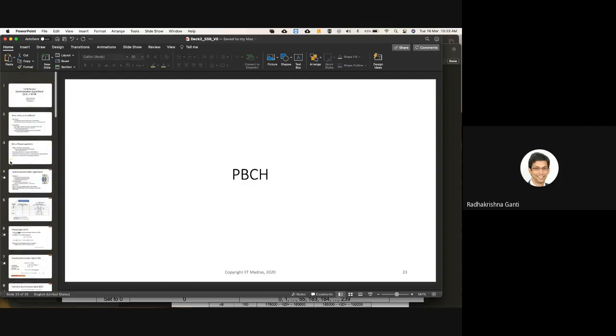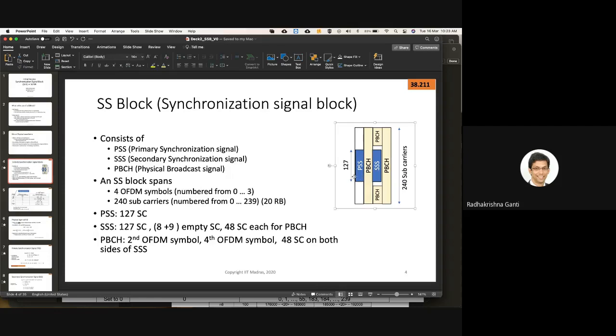Okay, so if you look at the SS block, until now we were focusing only on PSS, SSS. But the SS block also has PBCH, which carries decodable information. These are bits. Now let us understand what is the information that is stored in this PBCH. The information stored in PBCH is called the master information block, in short MIB. In addition to the master information block, there's a little bit more information. We'll look at that. So MIB is there in the SS block.